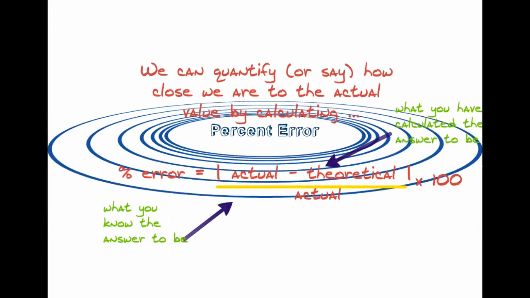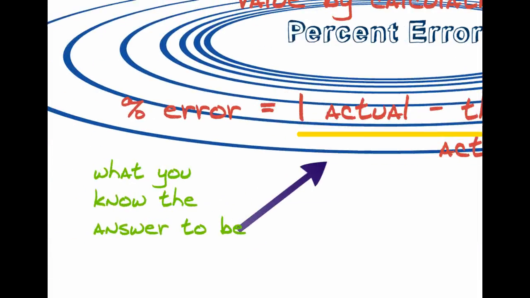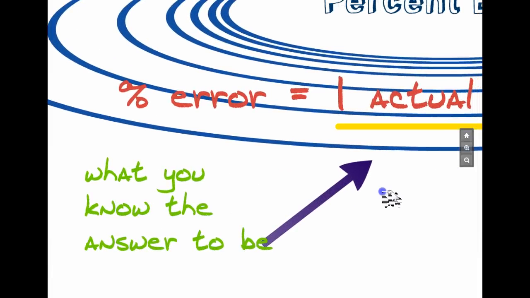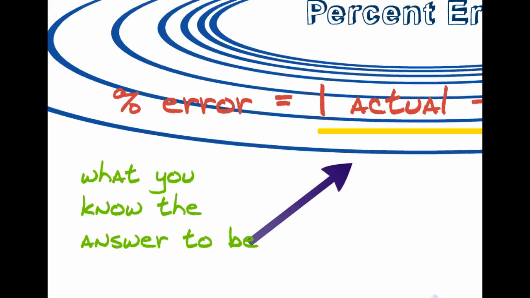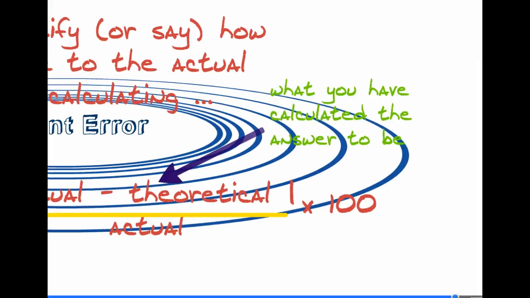Okay, so we can actually quantify that accuracy or precision by calculating percent error. So we can see the formula for percent error right here. Percent error equals the absolute value of the actual minus the theoretical divided by the actual times 100. So let's look and see what that actually means. The actual means what you know the answer to be. When we were talking about that target, the bullseye was the actual. And the theoretical is what you have calculated the answer to be. So that's your guess, that's your hypothesis, that's what you have calculated in your experiment.